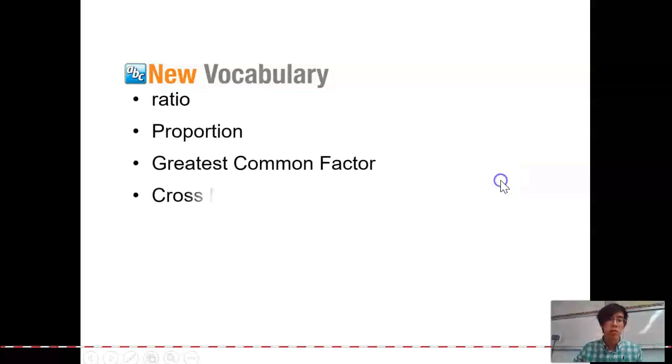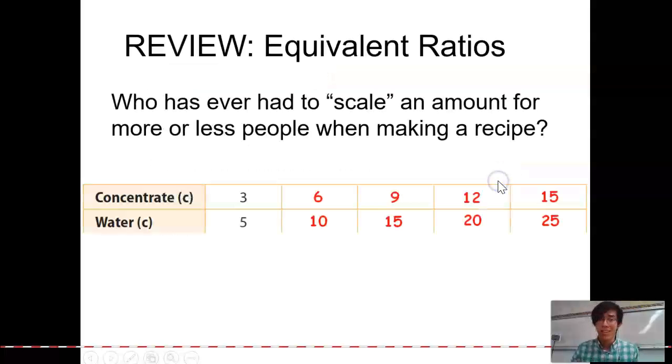We're going to talk about ratio, proportion, greatest common factor, and cross multiplication. So hopefully you are familiar with that and units. So let's have a quick review on equivalent ratios. Remember, equivalent means the same.